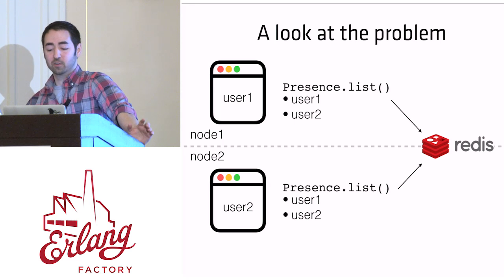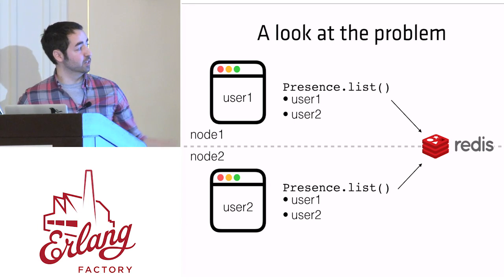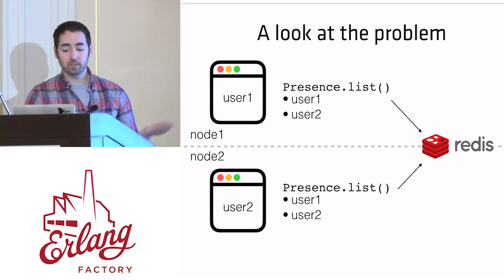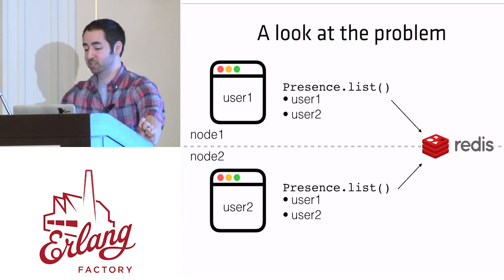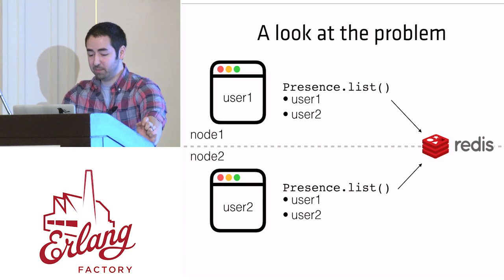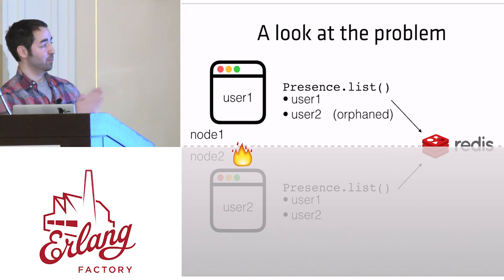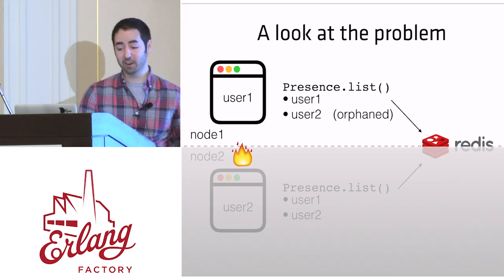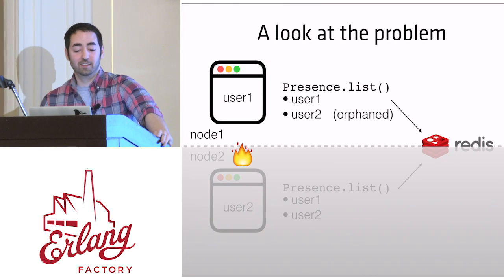So the best case scenario, where most people end up, is something like this, where their presence server is going to read and write to some storage engine like Redis, and problem solved. But this still isn't completely solved. And this is something that most people just ignore. What happens if node 2 catches on fire here? So boom, node 2 is gone. Well, now the process responsible for cleaning up those users is gone. So user 2 is going to be online forever in Redis, and that's not good.